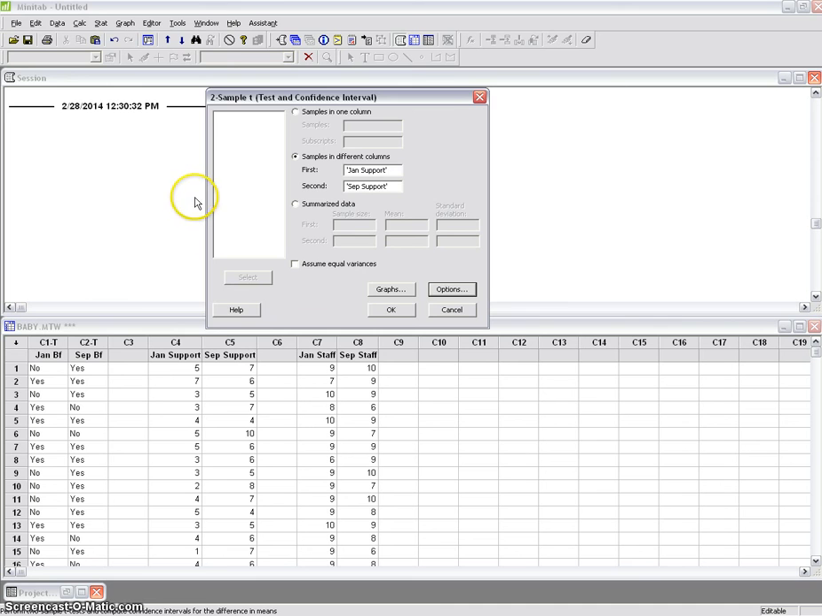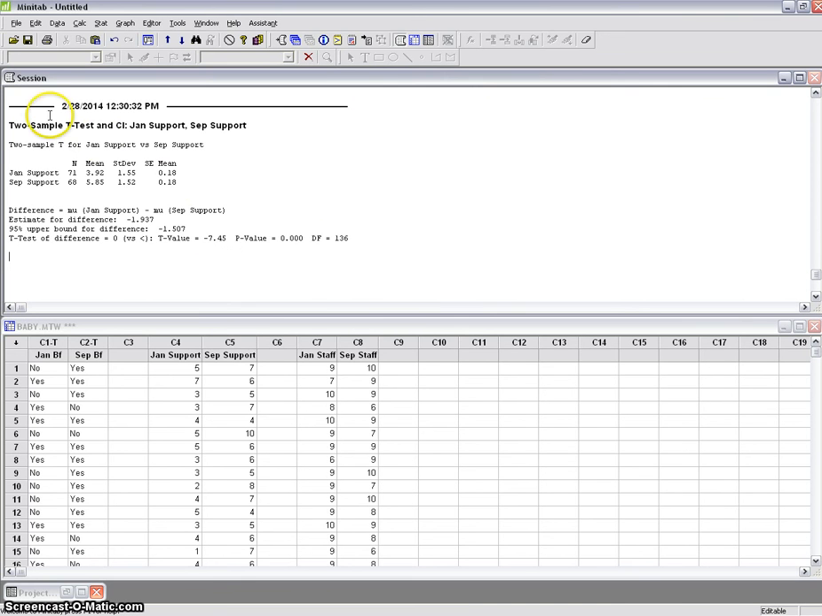After that, you click OK, OK, and you get this printout. We are testing the January support ratings and the September support ratings. We are looking at the difference here. We're testing that the difference is equal to 0 versus less than 0. What we find is that this t-value is negative 7.45. And the p-value, this is our test statistic, and our p-value is essentially 0. So very, very small.